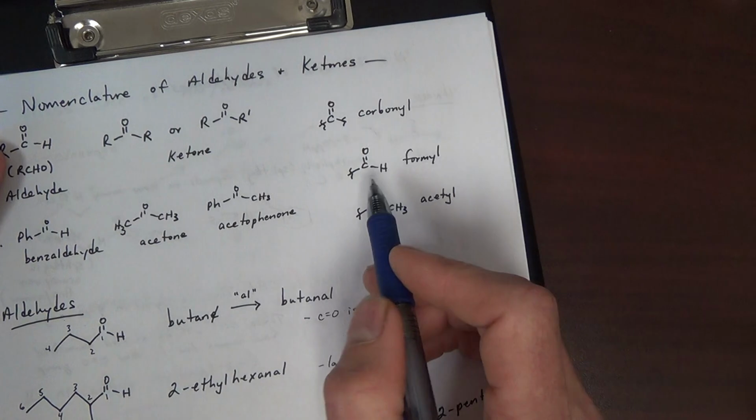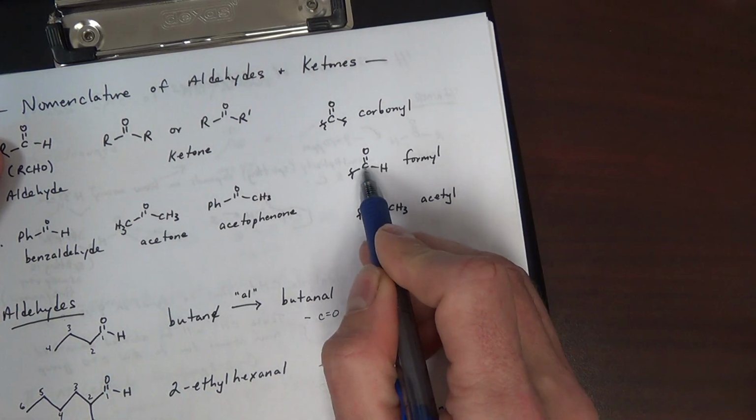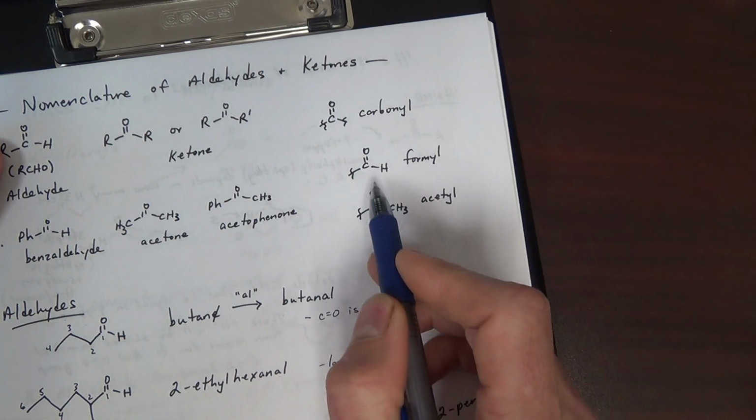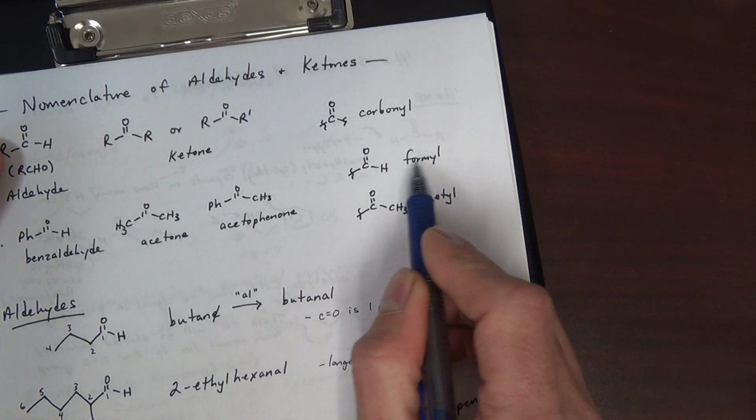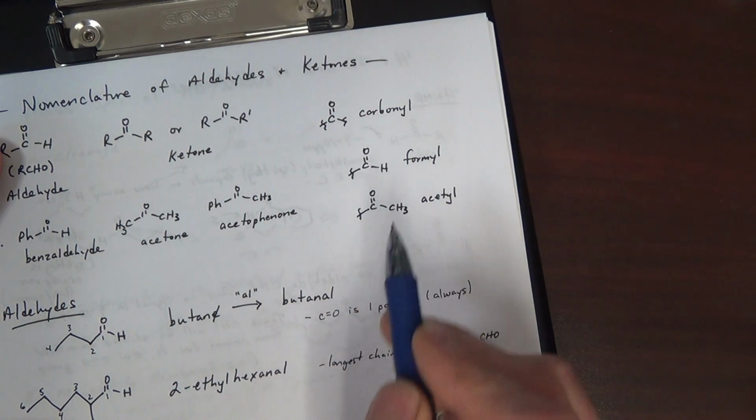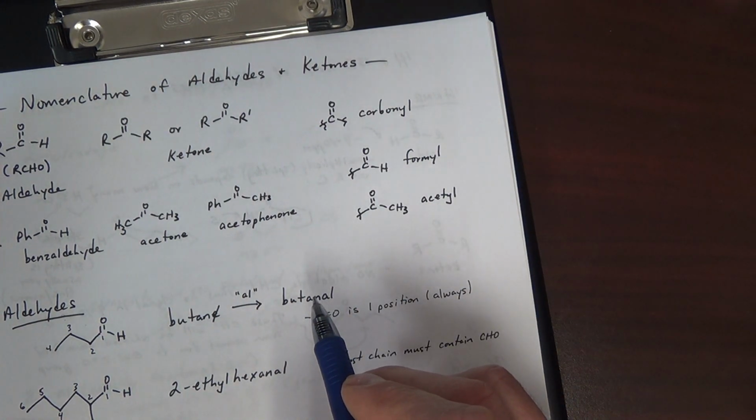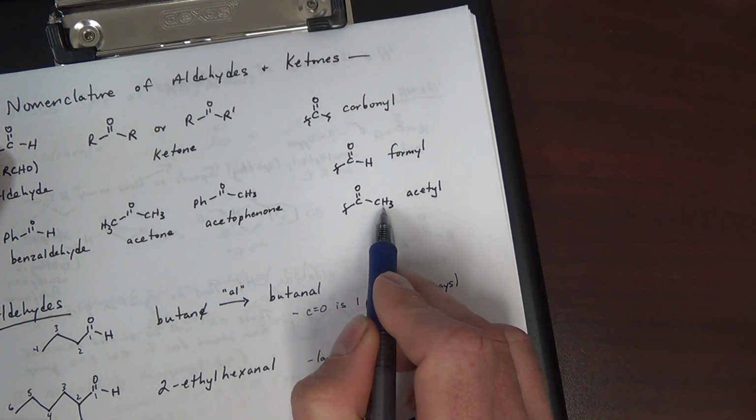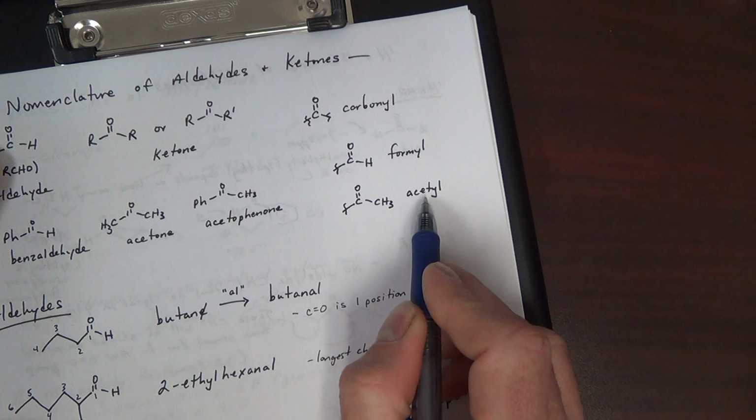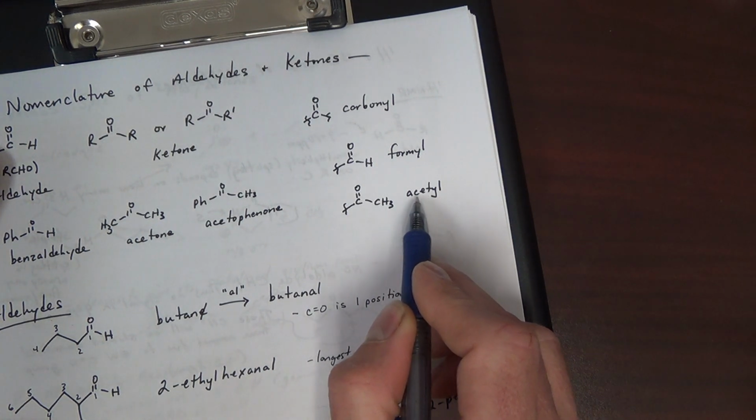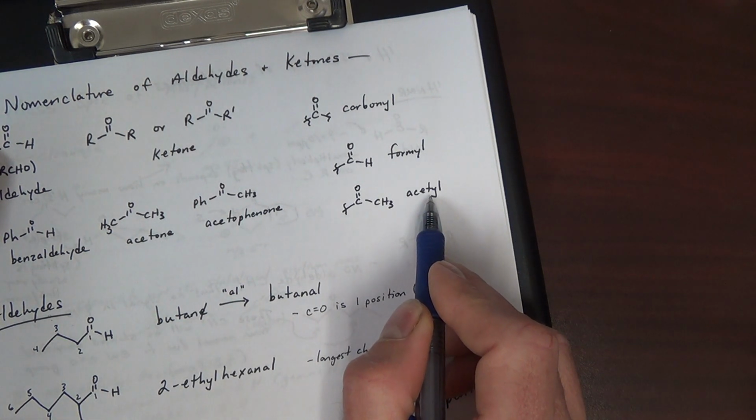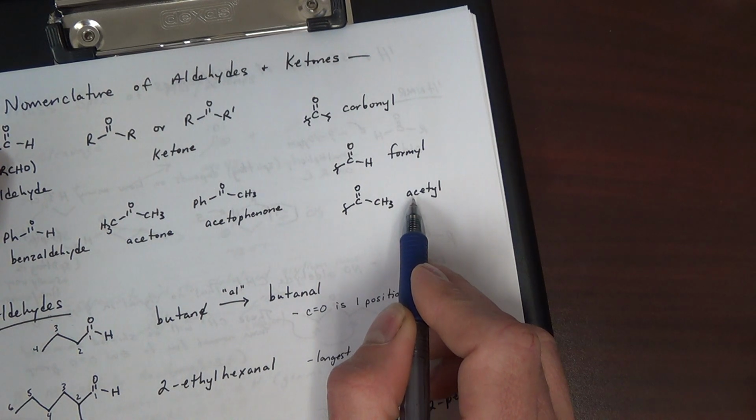We can get a little bit more detailed, more specific. If there's an H there, well, this is the aldehyde group. This is known as a formyl group. Now, if we have the carbonyl with a single methyl, we've heard that before, that's an acetyl group, or sometimes said acetyl. I usually say acetyl.